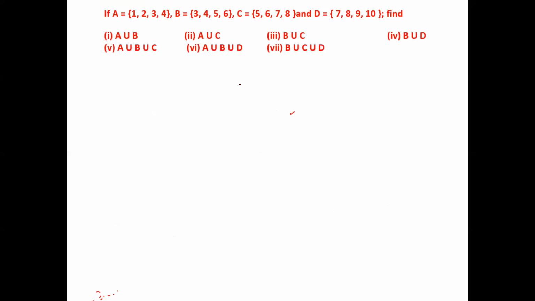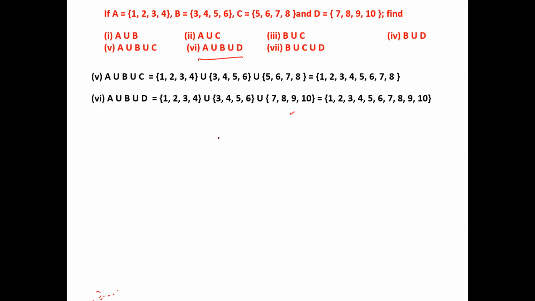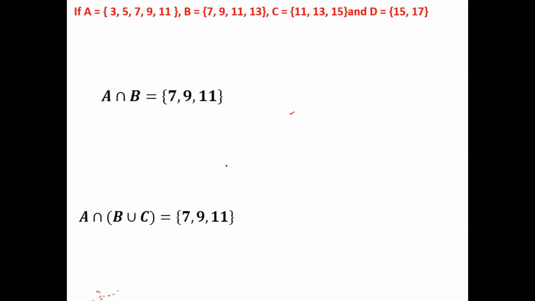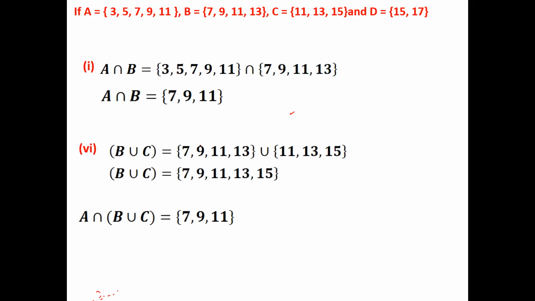Three sets union. How do you do it? You write elements in all the three sets, but repeated elements only once. Even if some elements are repeated only in two sets, we write them only once. Intersection means common elements. Now I say A intersection B union C. This is A. This is B union C. So common elements between these two will be 7, 9, 11.